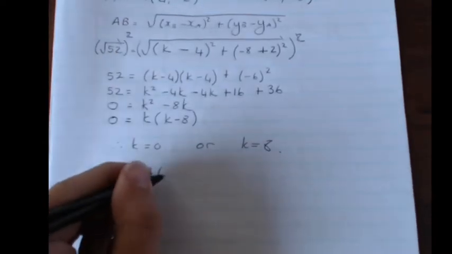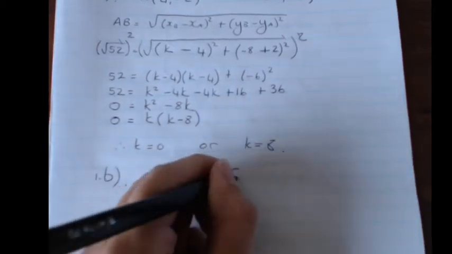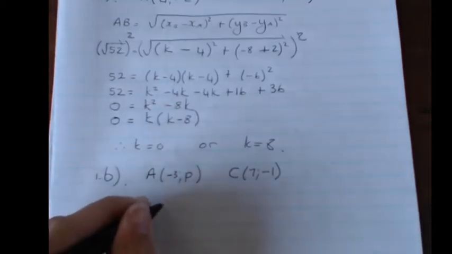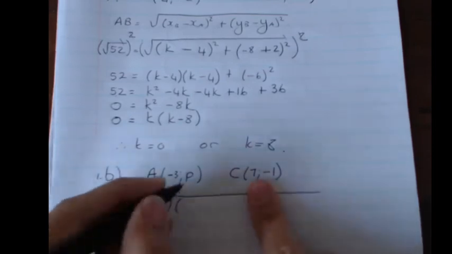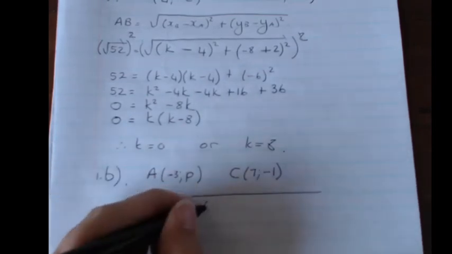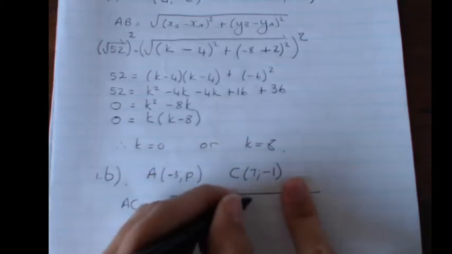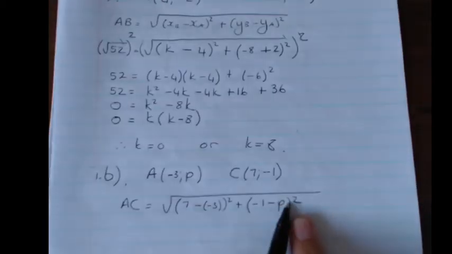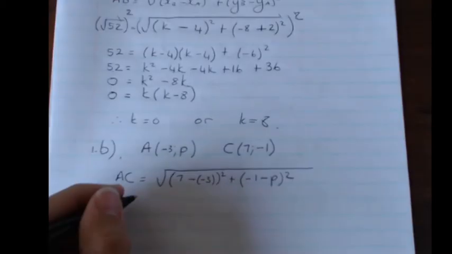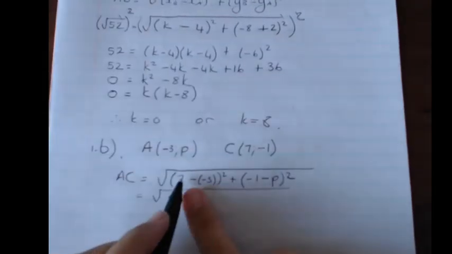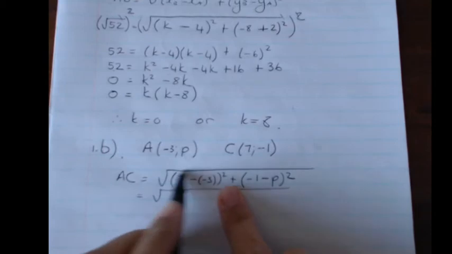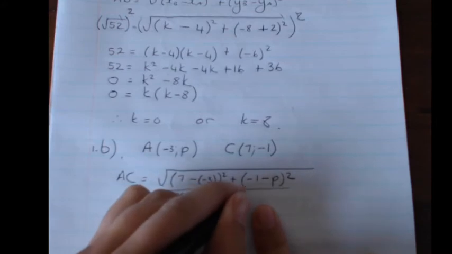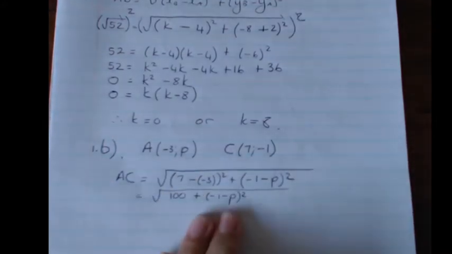A is the point negative 3P and C is the point 7, negative 1. So if I work out the length of AC, which is the square root of XC minus XA squared plus YC minus YA squared. I have something here with a P, but I can maybe simplify this a little bit. 7 minus negative 3 is 7 plus 3, which is 10 squared, that's 100, plus negative 1 minus negative P squared. Let me just leave it like that. Okay, so AC is going to be that.